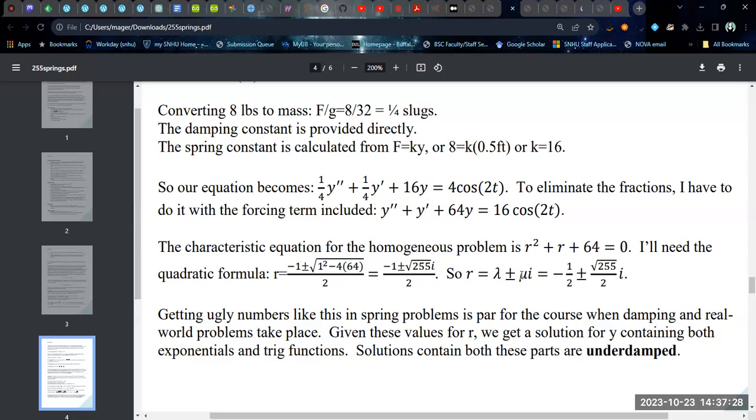So our lambda plus or minus mu i: the lambda is going to be -1/2, and the mu is going to be the square root of 255 over 2. The i is in the formula already. This is underdamped because the solution is complex, which means it's going to oscillate like one without damping, but the amplitude is going to decrease over time.